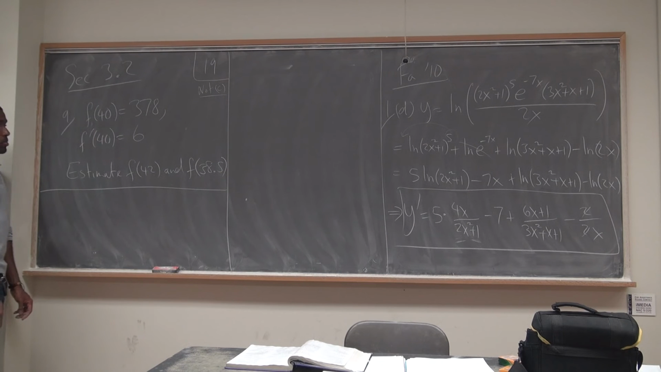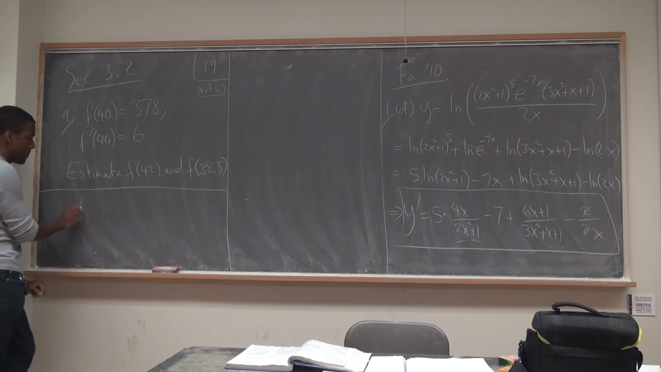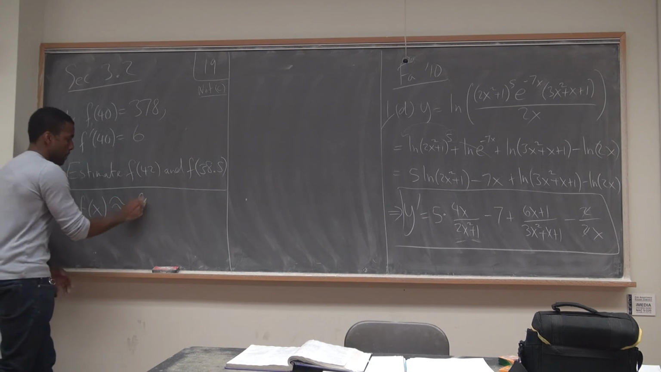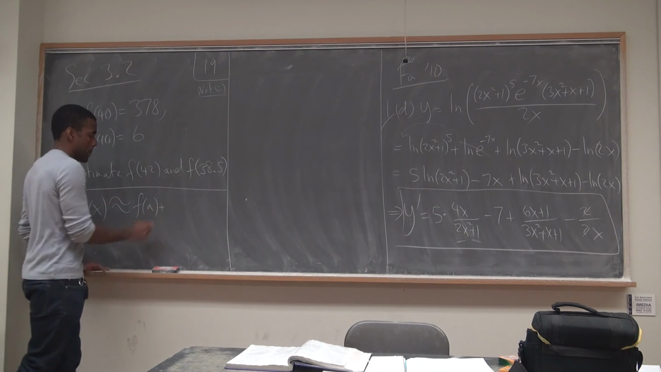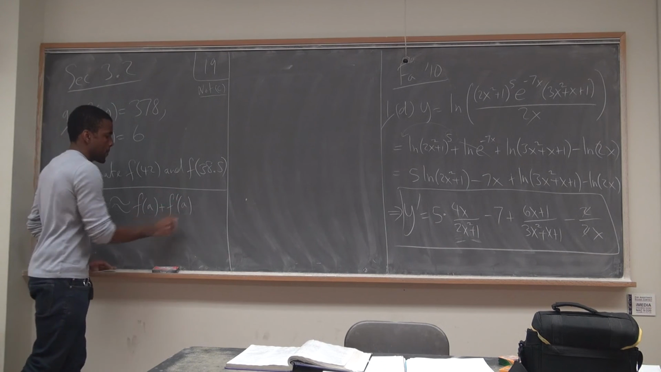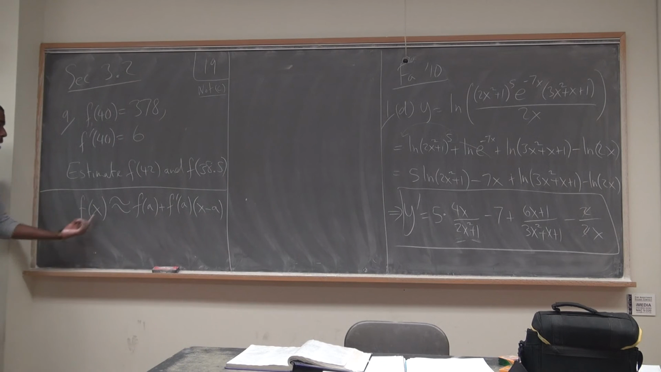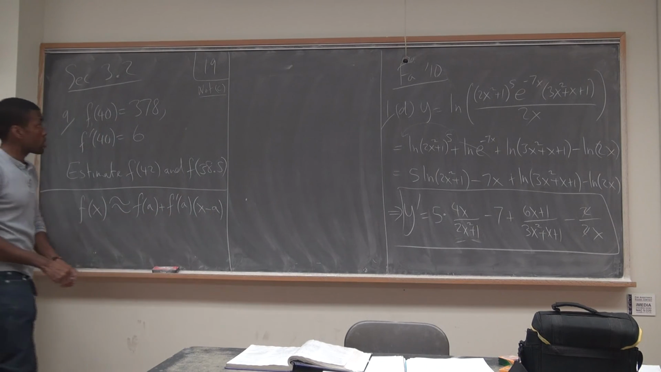Right, linear approximation. What's the formula for that? f of x is approximately equal to f of a plus f prime of a times x minus a. Remember, x is the ugly number that you want to approximate. A is the nice number that you already know the values for.